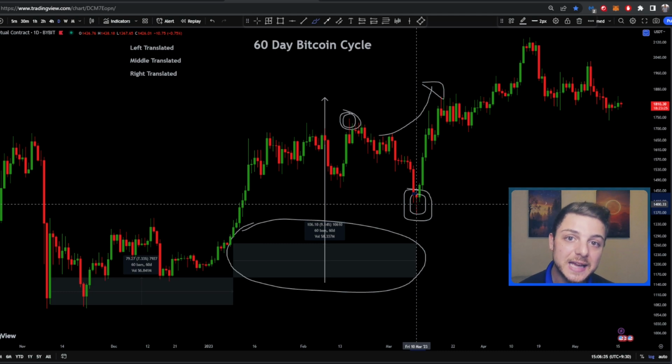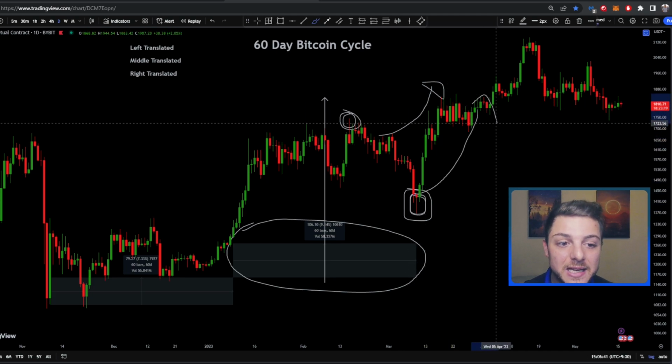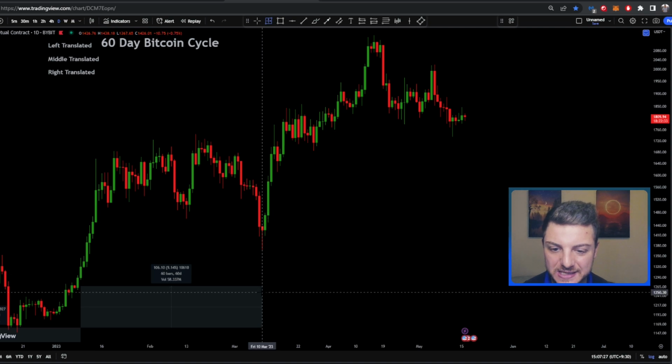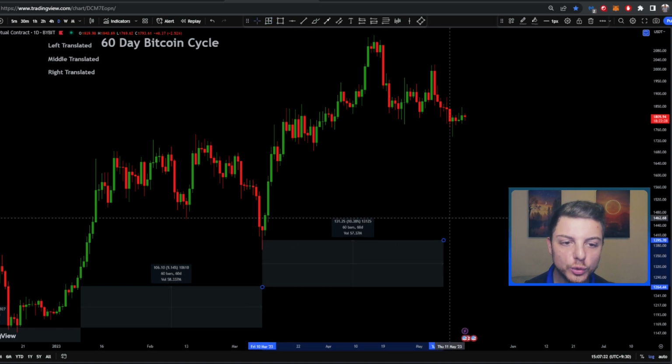If the next 60 days is expected to be bullish, that means that this is most likely to be the bottom as we then continue to the upside. Let's now draw the next 60-day Bitcoin cycle in. As you can see, we start from this day here and we drag it 60 days. Right here would be 60 days.